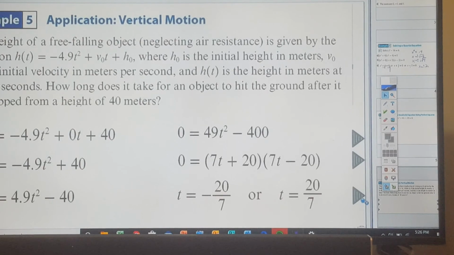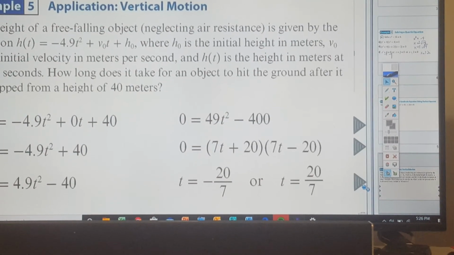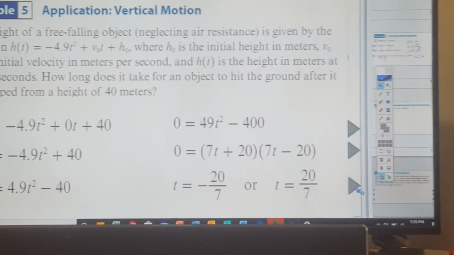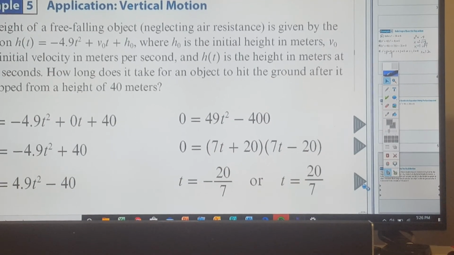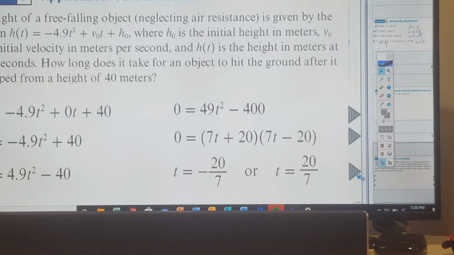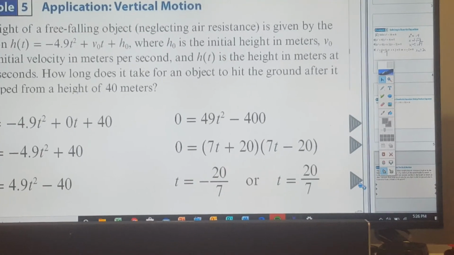All right, so then we set both those equal to 0. Now we get a time is equal to negative 20 over 7 or a time is equal to positive 20 over 7. Now if we look at those, can you have a negative time? Well, you can't have a negative time.